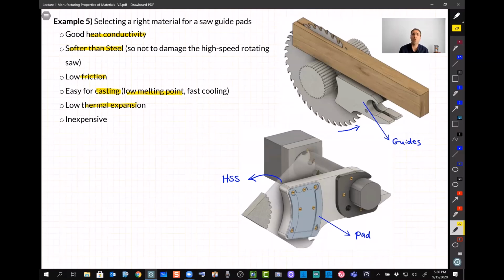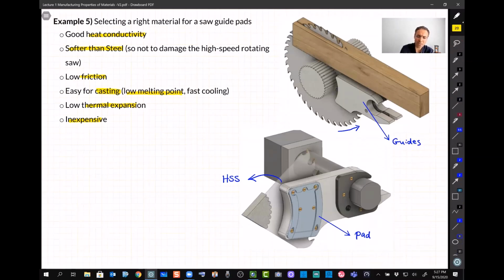I have done tests with material that the thermal expansion is large. I will show you later, not today, but in future lectures, what happens if you use a material that has a high thermal expansion for this application. And also we want it to be inexpensive because these things are wearable, and you want a cheap material because in an average sawmill, let's say in 8 hours, for each saw, at least 3 times they change the guide paths. So you want something to be cheap as well.